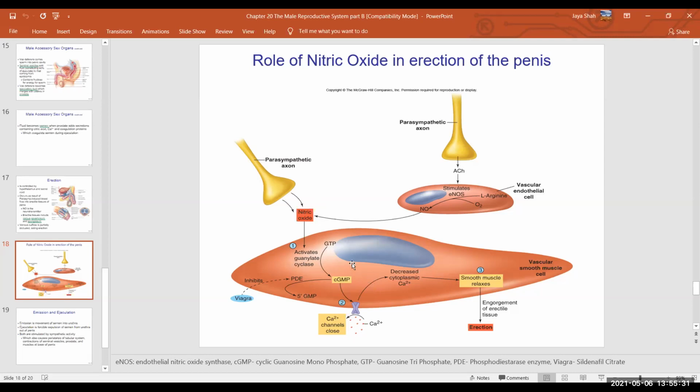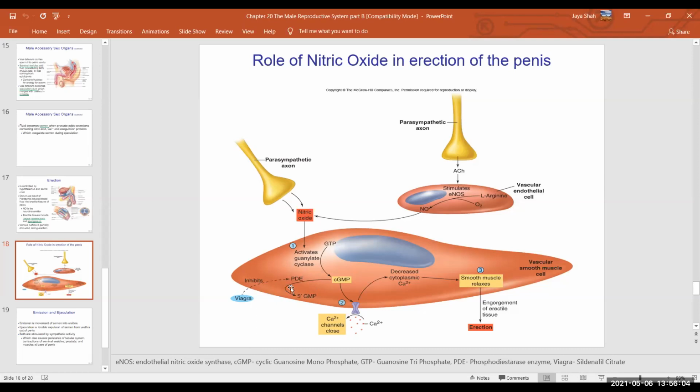So what do you want to do? You want to keep that lesser cyclic GMP available for a longer time and keep it inside, so it will cause the penile erection. To do that, what do we do? We don't have to kill this cyclic GMP. Who kills the cyclic GMP? PDE, phosphodiesterase enzyme.